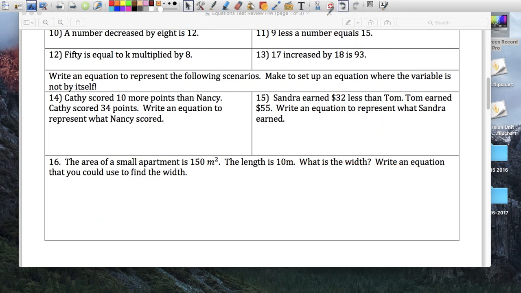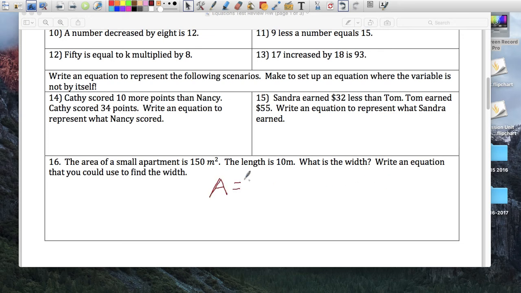The area of a small apartment is 150 meters squared. The length is 10. So what is the width? We did something like this today, but where we were given the base and the height, or the length and the width. This is a little bit different. So let's write the equation. The area.